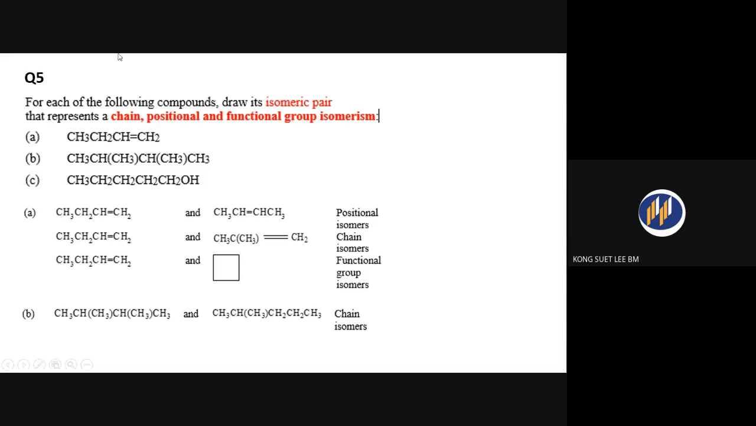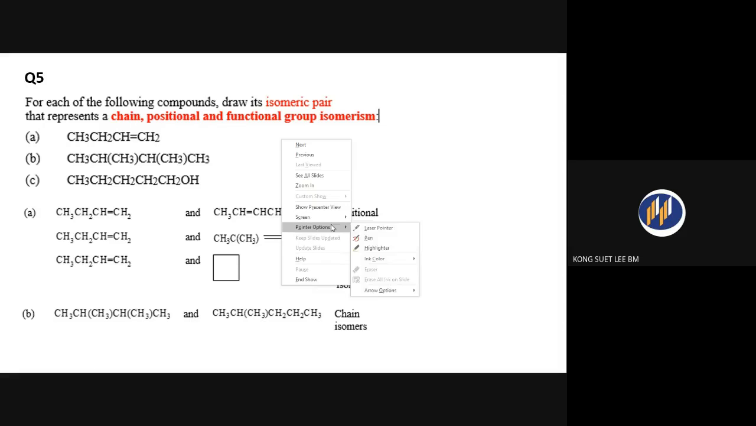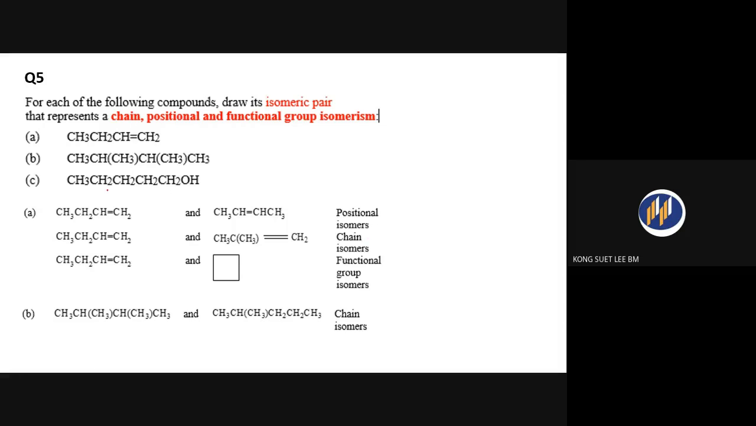Okay, question number 5. Chain, position and functional group isomer. So the first question, there is a carbon-carbon double bond. If there is a carbon-carbon double bond, meaning that for sure there is positional isomer. That's why the first one is C1, and then the second one starts from C2. The carbon-carbon double bond at the C2. So this is positional isomer.